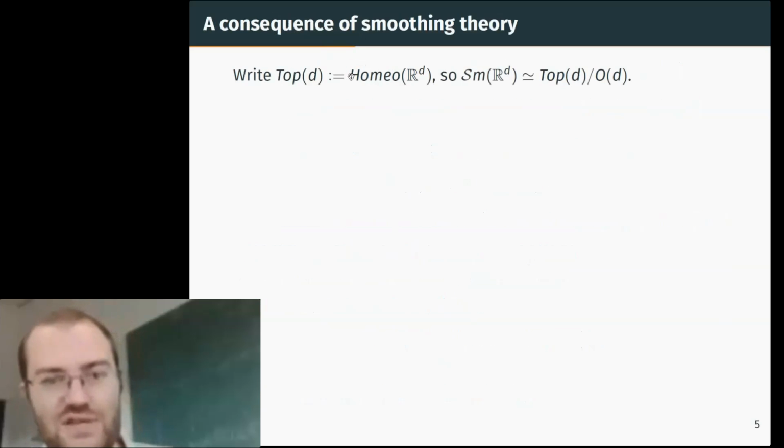Now, let me just write Top(D) for homeomorphisms of R^D. This will show up quite a lot. So in other words, what I just said at the last line was that the space of smoothings of R^D is the homogeneous space Top(D) mod O(D).